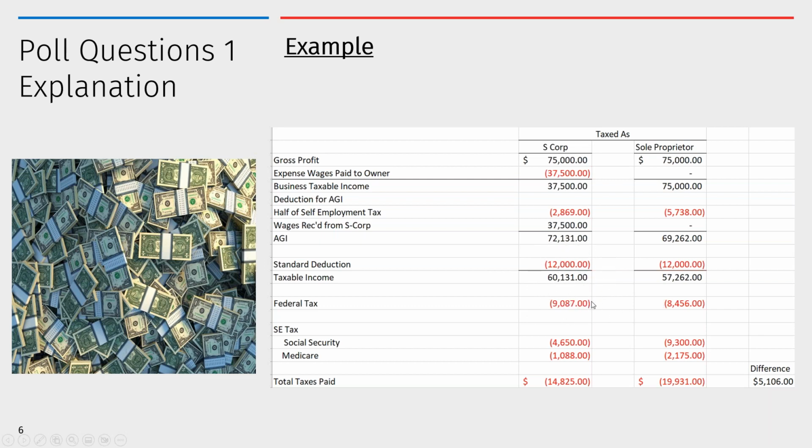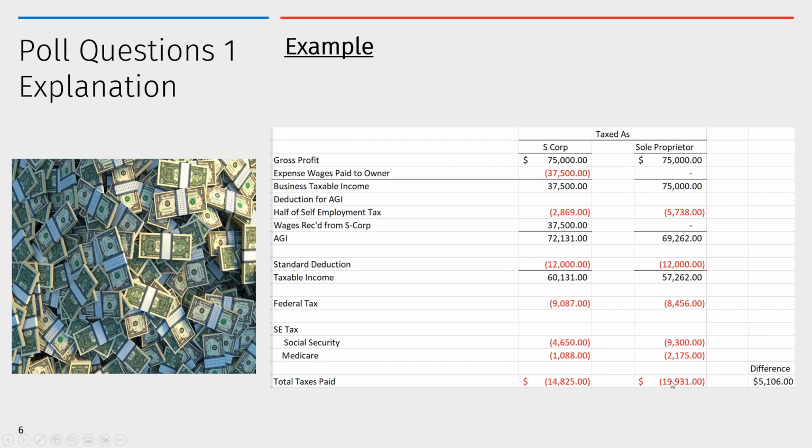So far, it's looking like the S corp is going to be more in taxes, but we have to add in those self-employment taxes, right? And once we actually add in the self-employment taxes at the different rates, you can see they're having to pay more as the sole proprietor, and they pay half as the S corp. And the total taxes here, we can see just under $15,000 for the S corp, just under $20,000 for the sole proprietor.